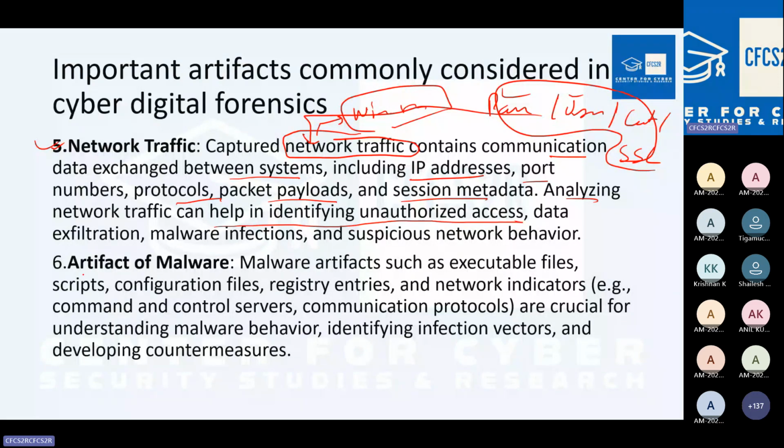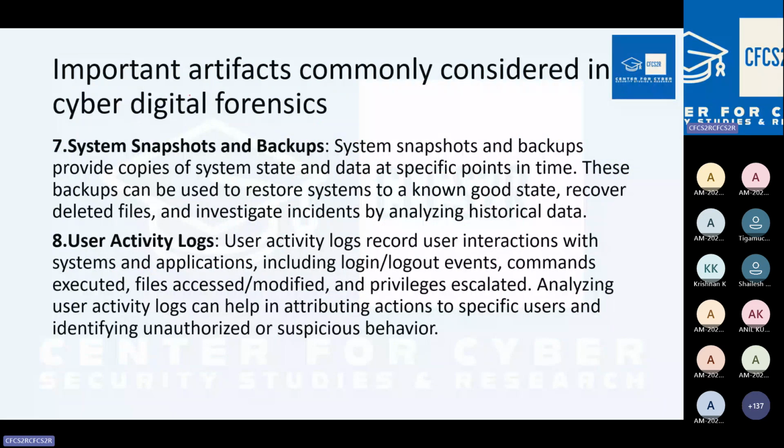Then we have artifacts of malware, because sometimes we have artifacts related to malware, like executable files, scripts, configuration files, registry entries, and network indicators. In this way, you can find the artifacts of a malware. System snapshots and backups are also important areas which always need to be covered.